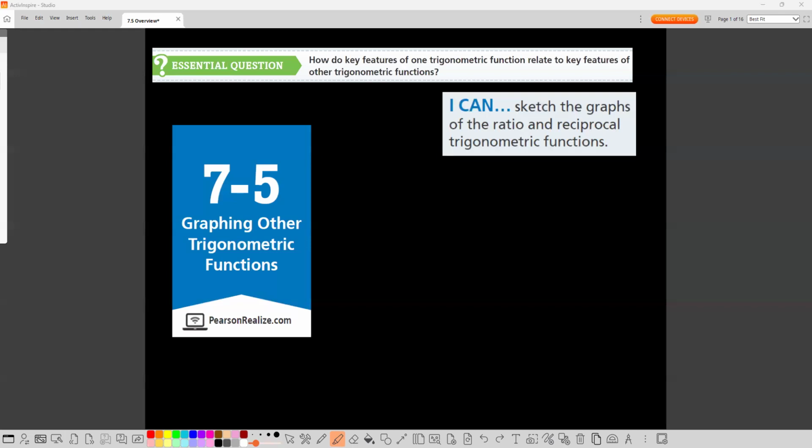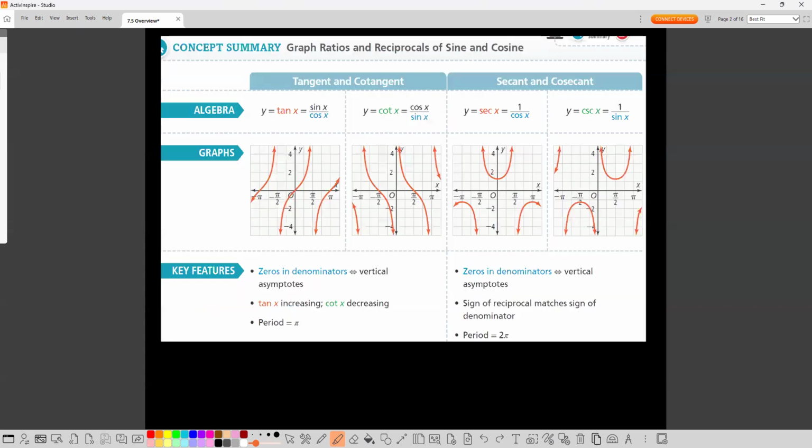All right, welcome back. Sabbath Algebra 2, Lesson 7-5. Just taking a look, for my classes, we're just going to cover this section real lightly. So here are some of the big ideas that you need from this.